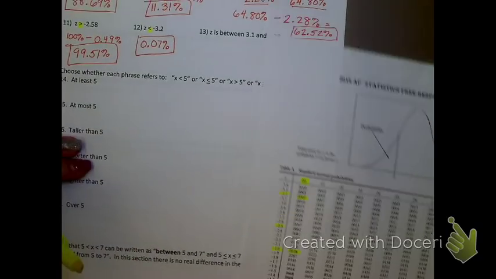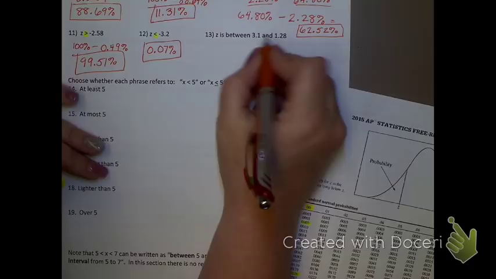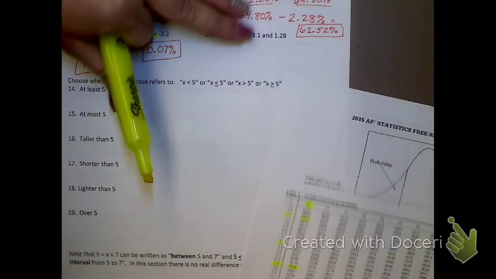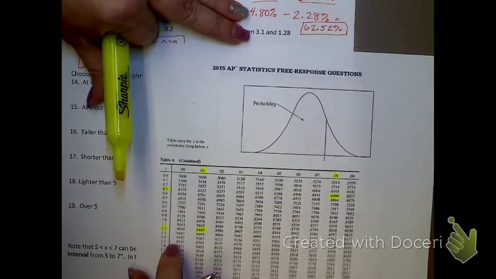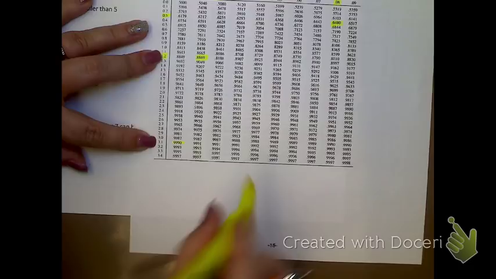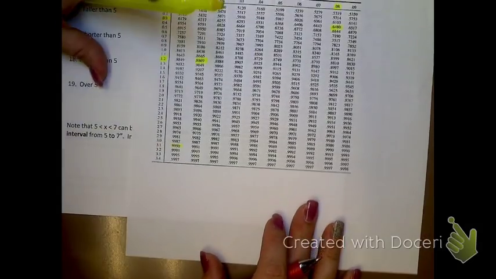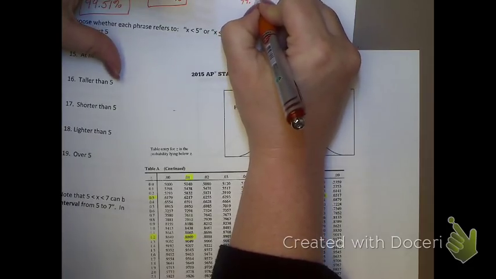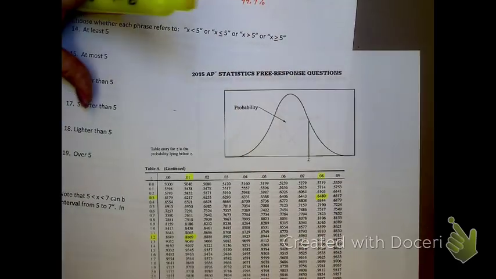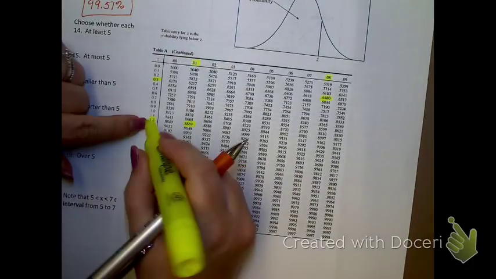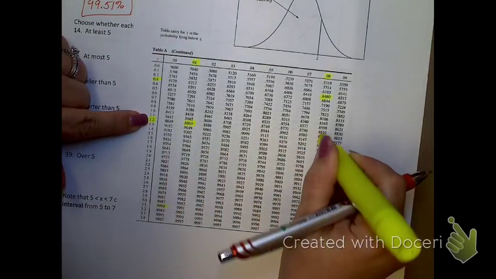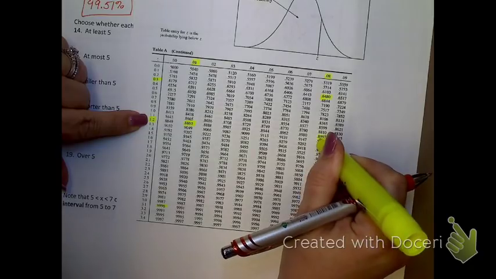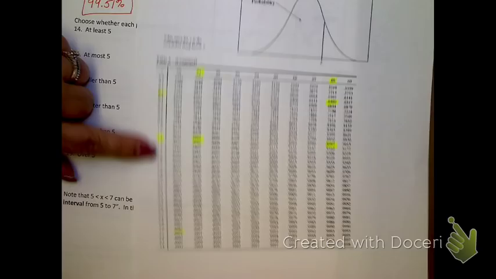Okay. What about the probability that z is between 3.1 and 1.28? So let's find 3.1. That'd be on my positive side. 3.10 is 0.9990. That's 99.9%. And 1.28, here's 1.2. Let's go all the way over to the 8 column. I get 89.97%.